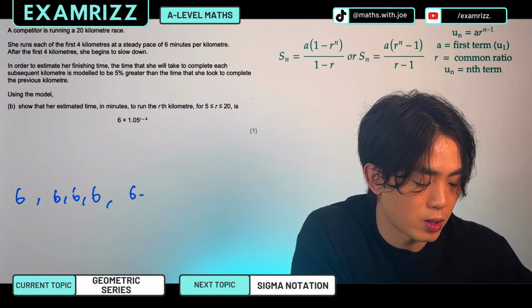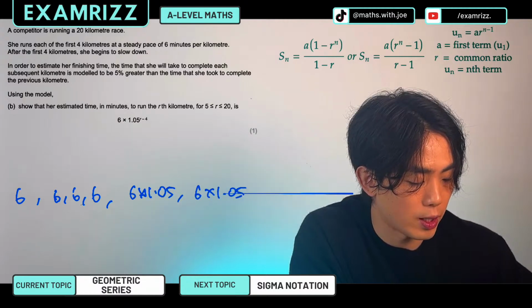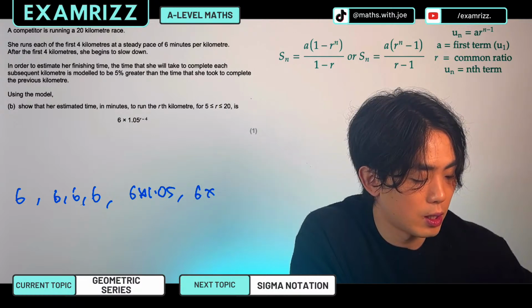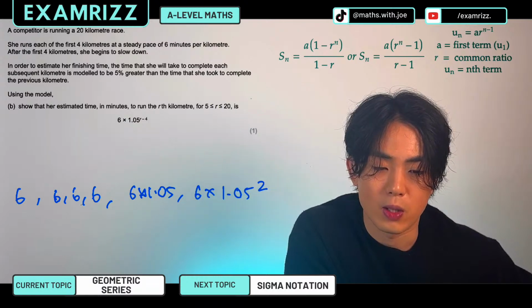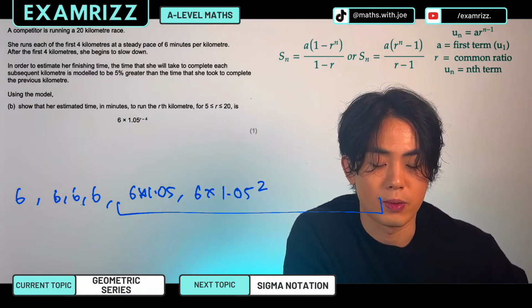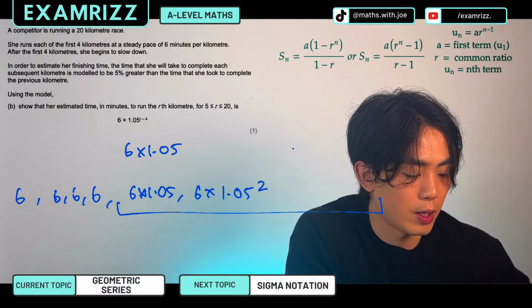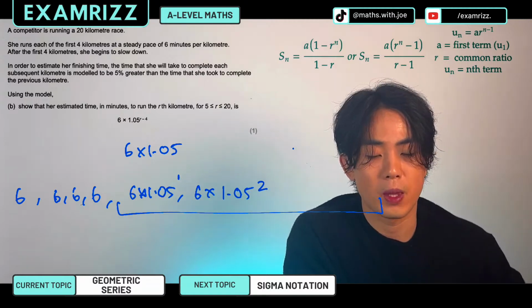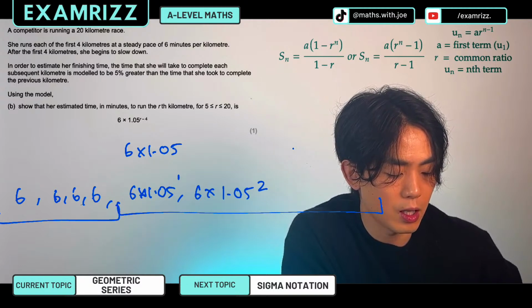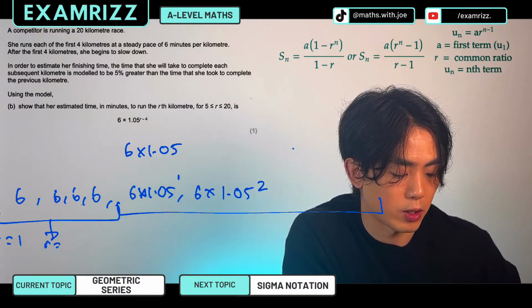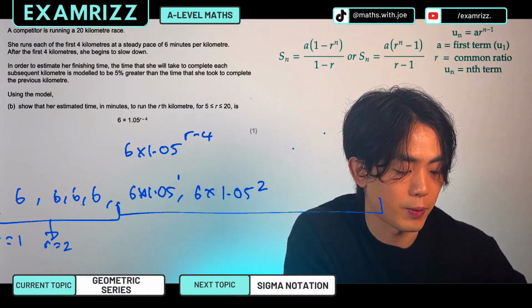And then the first term was 6 times 1.05, and then 6 times 1.05 squared, and so on. This is when we started using the geometric series. They're saying find the r-th kilometer from 5 to 20, so it's from here up to the 20th term, right? That's why we get 6 times 1.05. The r value starts from here, so this is when r is 1, this is when r is 2, and so on. Therefore, because there have been 4 kilometers already, that's where the r minus 4 comes from, okay?